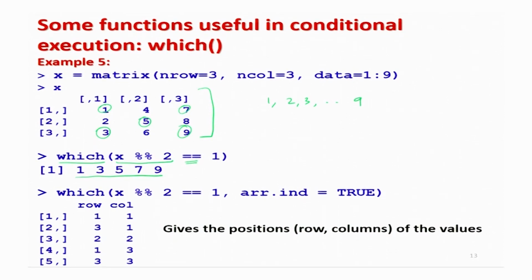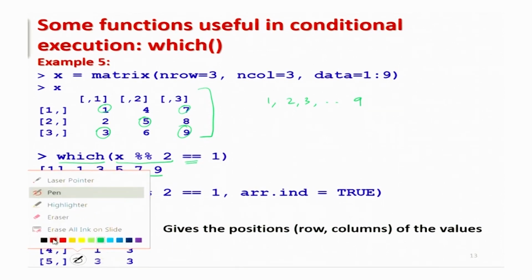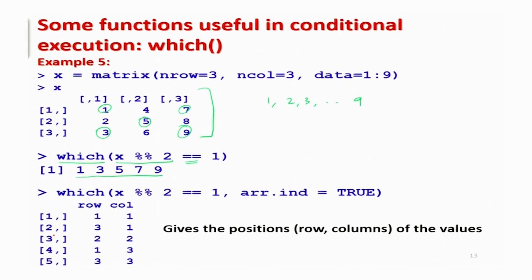Now, suppose you want to know the location of these values, meaning the places in this x where these odd values are occurring. So, I use the same command, x modulo division 2 is logically equal to 1, with an option arr.ind is equal to true. If you remember, in the beginning we had talked about this option, and now if you operate it, it will give you this type of outcome. Now, please see what it is trying to show you.